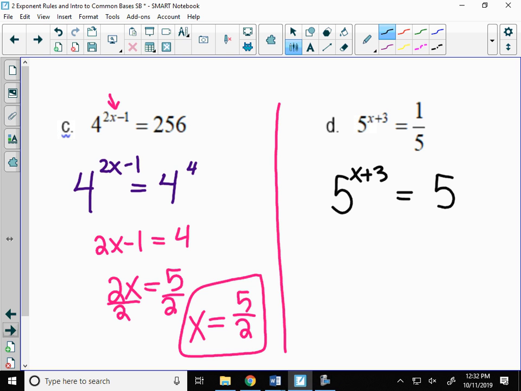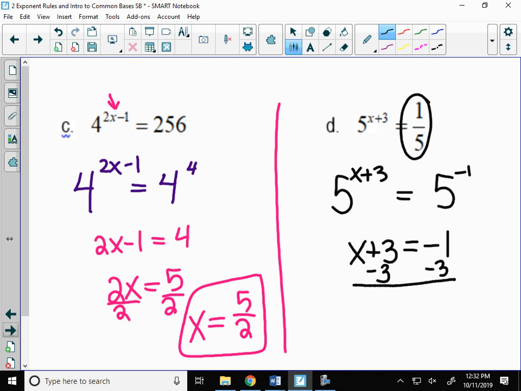Look back on the front of your notes. Flip your page over. What did we do with fractions there? Charlie? 5 to the negative 1. Yes! Does that make sense? When I had the negative exponent, that moved it to the denominator, so I would get 1 over 5. Now that I have the same base, I set the exponents equal to each other. If I subtract 3, I get x equals negative 4.